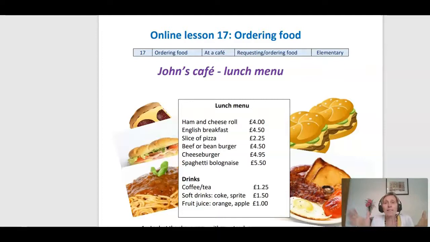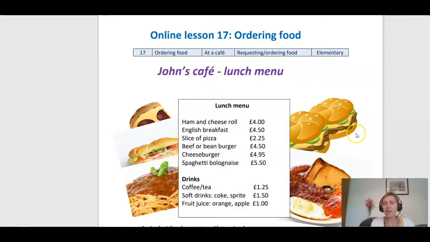Where are we? We're in John's cafe. Great. What's this? It's a menu. Great, it's a menu with all the food. And what's this? What food can we see? A pizza? Yes, it's a pizza. Is it a whole pizza, or is it a slice of pizza? Slice of pizza. Everyone? It's a slice of pizza. Excellent. What's this?